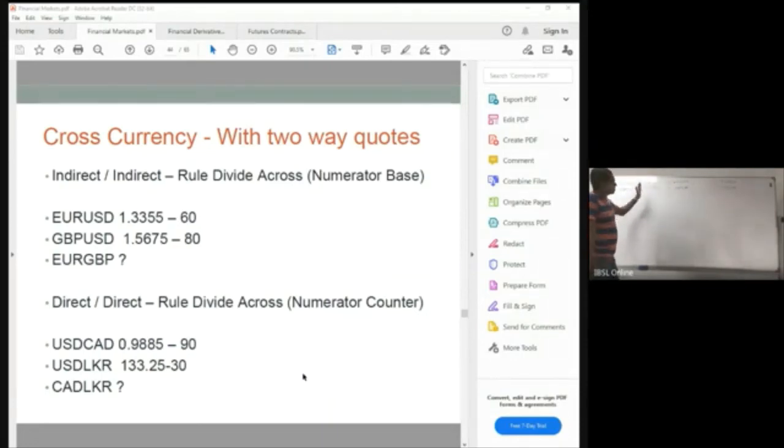For you to arrive at the furthest quotes, you have to divide across. Like you have to divide in this direction. So it will have to be the euro bid divided by the sterling offer, and the euro offer divided by the sterling bid.